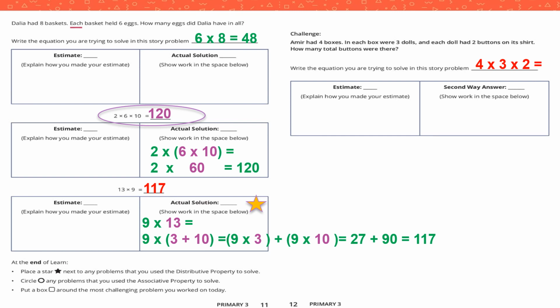Which way will I use? Sure, the associative property. I have here 3 factors. I will take 4 times 3 equals 12. 12 times 2, from the table of 2, 24.